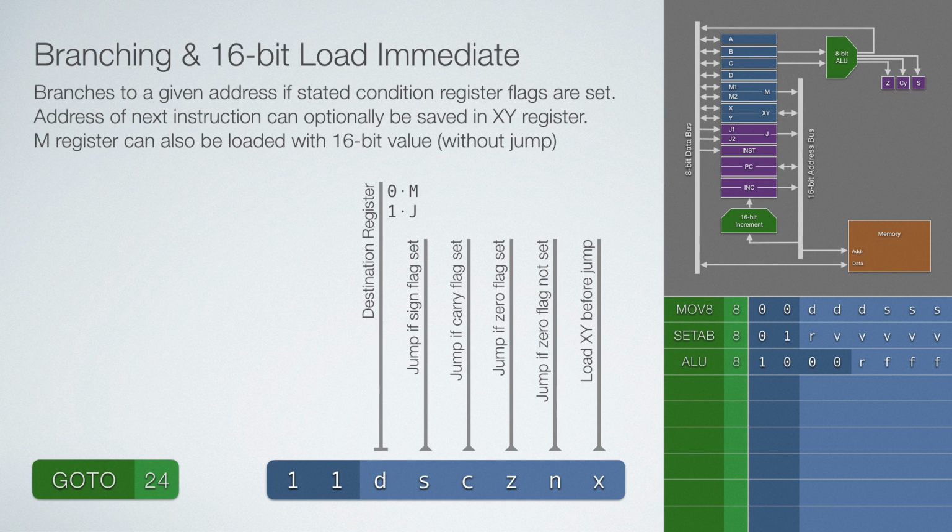Options wise, we just saw earlier on, we have the destination going to M or J, then the options of jumping on sign bit, carry bit, 0 bit or not 0 bit, and then finally the option to load the XY before taking the jump.